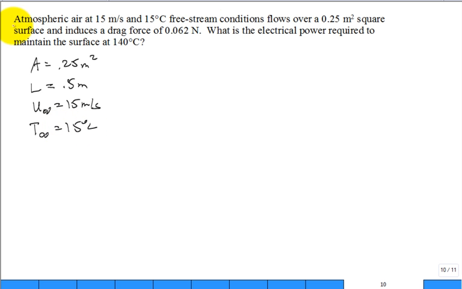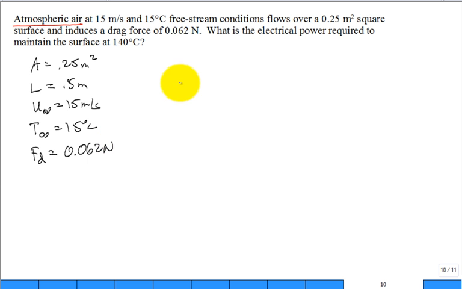Before I move on, there's a key in front of the word air. We understand what air is, but what's atmospheric air? What are they telling me about the pressure of that air? 1 atm, exactly. Now, there's a drag force, they say, that's exerted by the air flowing over it of 0.062 newtons. What is the electrical power required to maintain the surface at 140 degrees C?